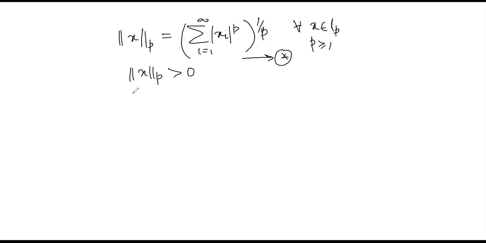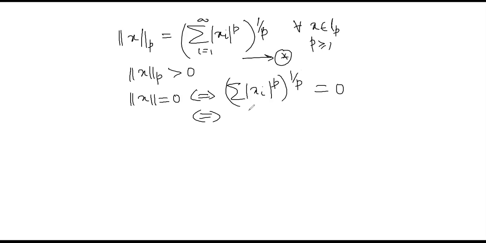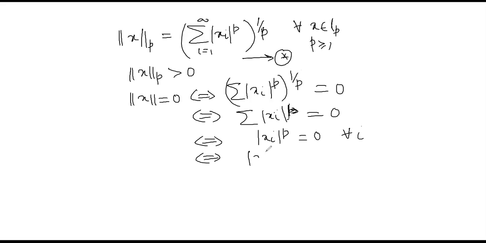And then, of course, if norm of x is equal to 0, it would imply that summation mod xi raised to power p, whole raised to power 1 by p, is equal to 0, which means if I raise to power p on both sides, summation mod xi to the p is equal to 0. Of course, p is greater than 1, so it is a positive power of a non-negative number, and its sum is 0, so this is possible only if mod xi raised to power p is equal to 0 for all i, which is the same as saying xi is equal to 0.